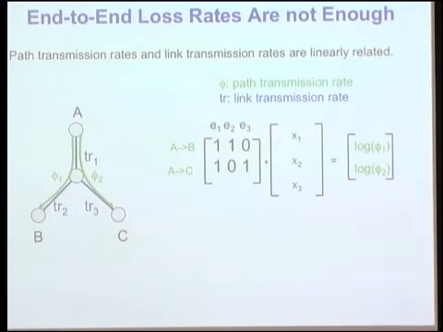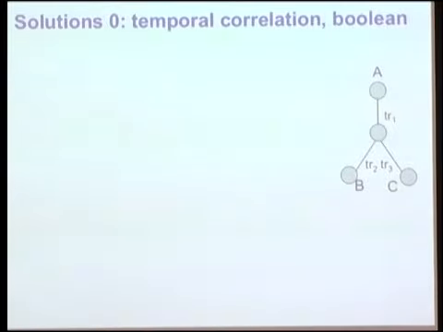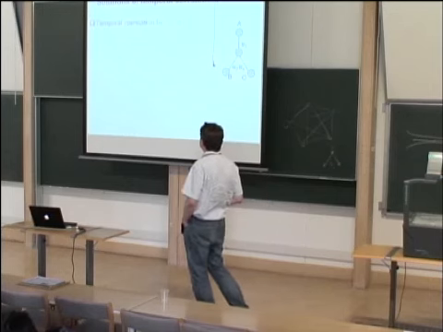Now, instead of working with the log of the transmission rates on the path and on the links, I will replace this by xi's for the links and yi's for the measured quantities on the path, so that I have Rx is equal to y. Now, what are the different solutions? There are plenty of solutions that have been proposed.